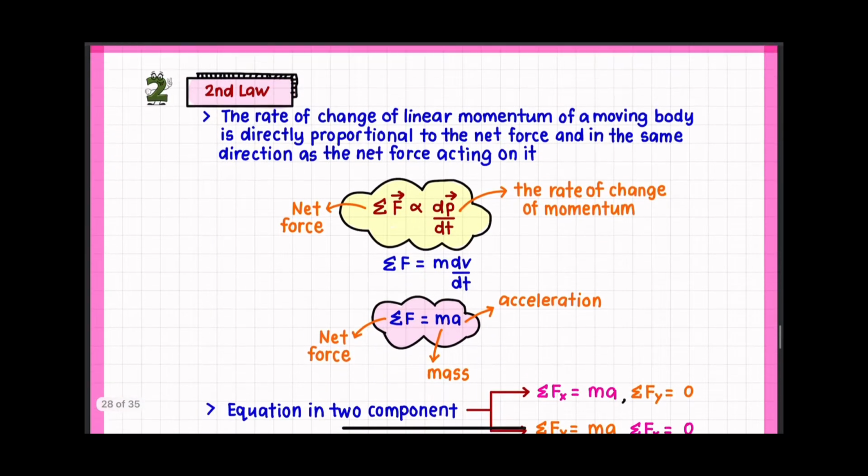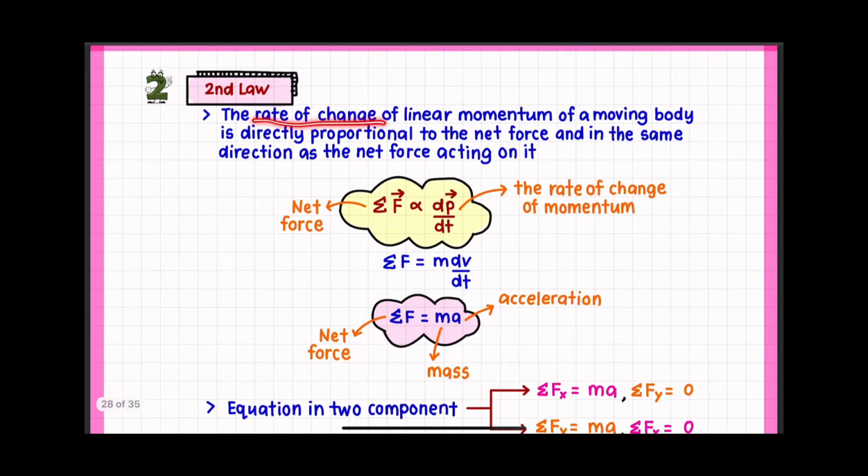Okay, how about the second law? The second law is the rate of change of linear momentum of a moving body is directly proportional to the net force and in the same direction as the net force acting on it. So from the derivation of the second law, you know net force is directly proportional to dp per dt. So when we derive it, we finally get summation F is equal to ma, where summation F refers to the net force, m is mass and a is acceleration.